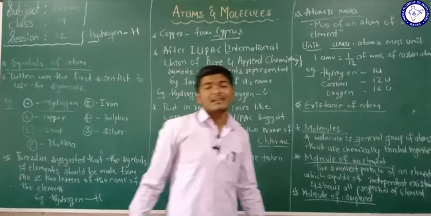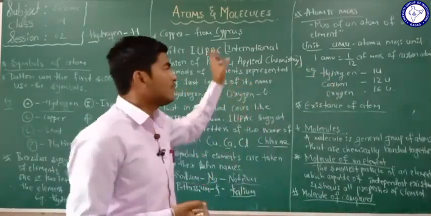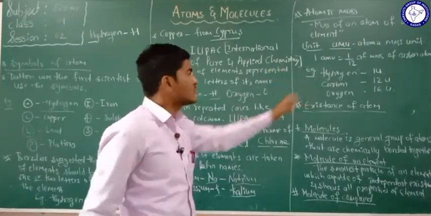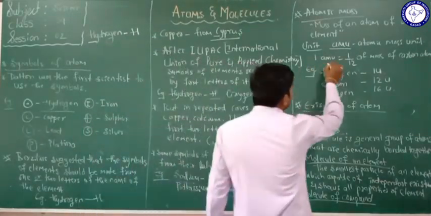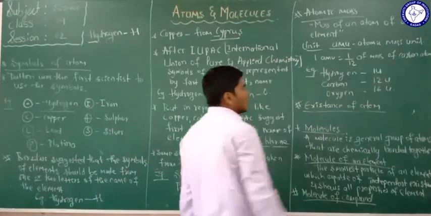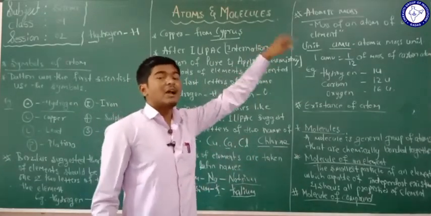Why are we considering a carbon atom here? Because it is a standard atom, and we measure other atoms based on the mass of the carbon atom. So 1 atomic mass unit is equal to 1 divided by 12 of the mass of the carbon atom. So how we are going to represent the mass of the atom in terms of the atomic mass units.